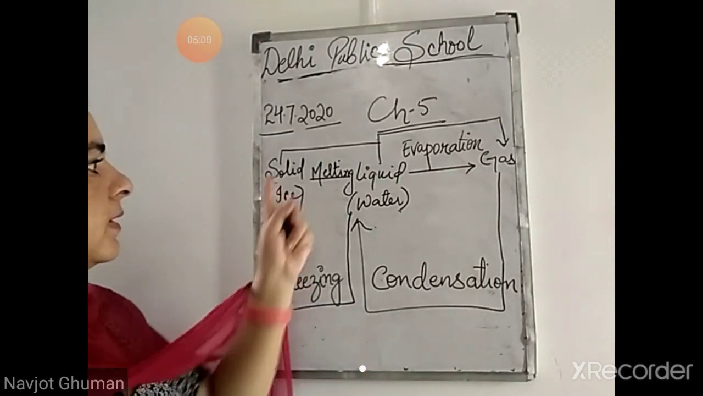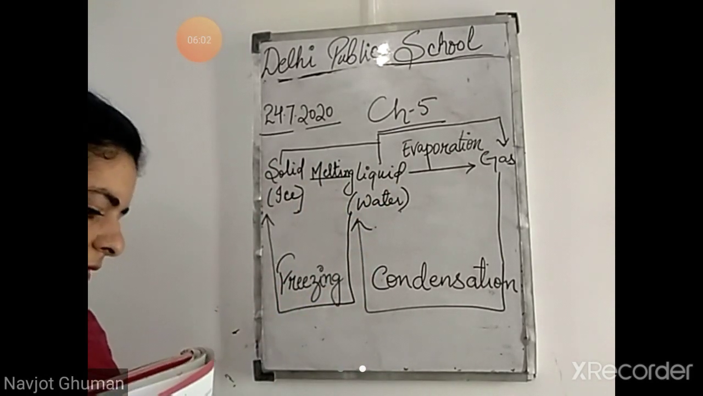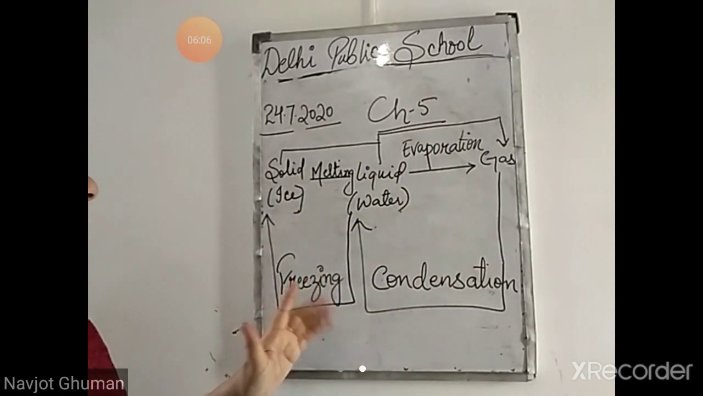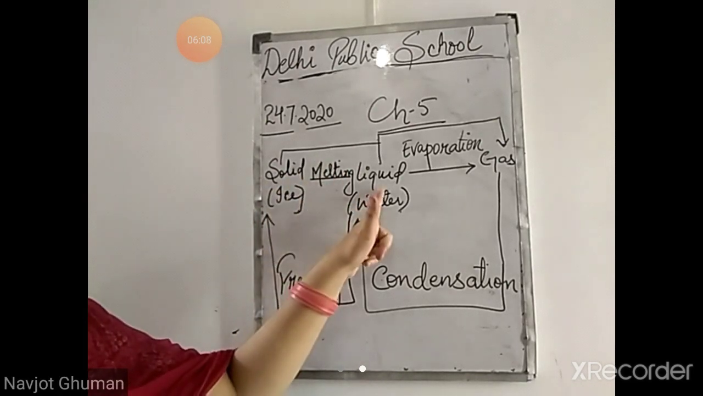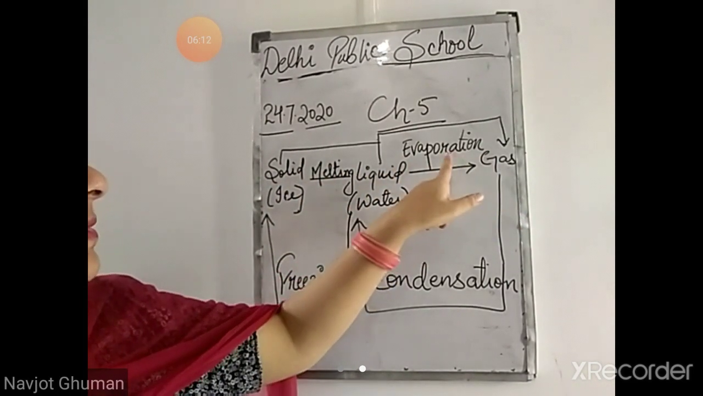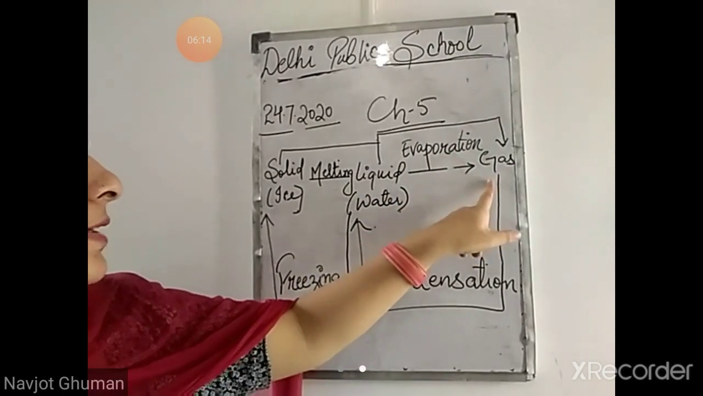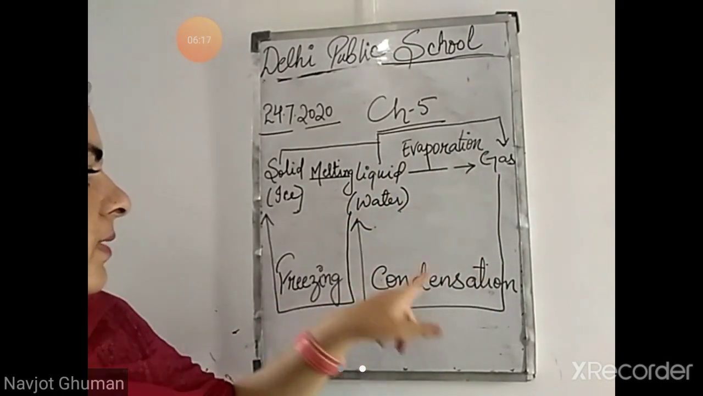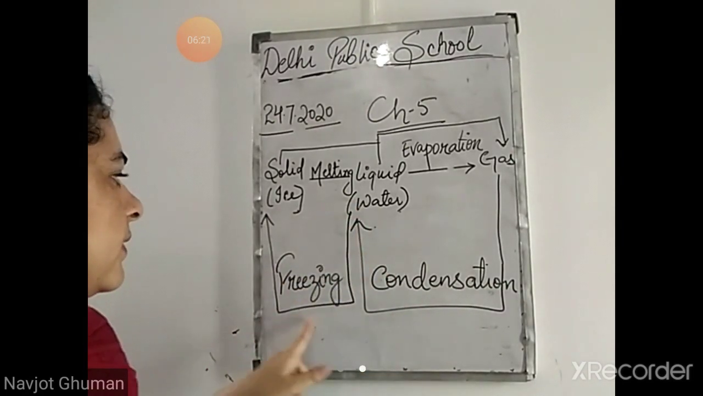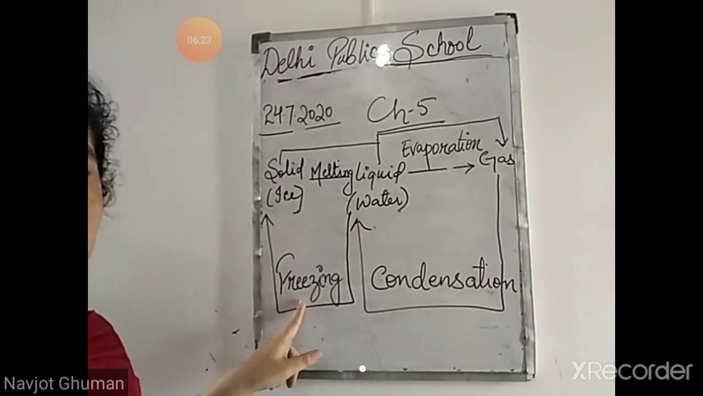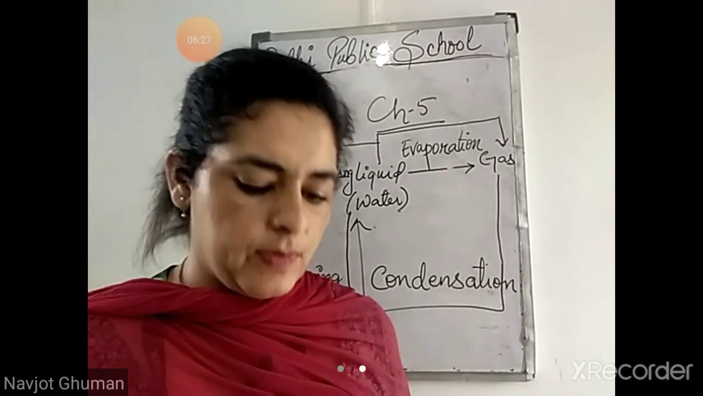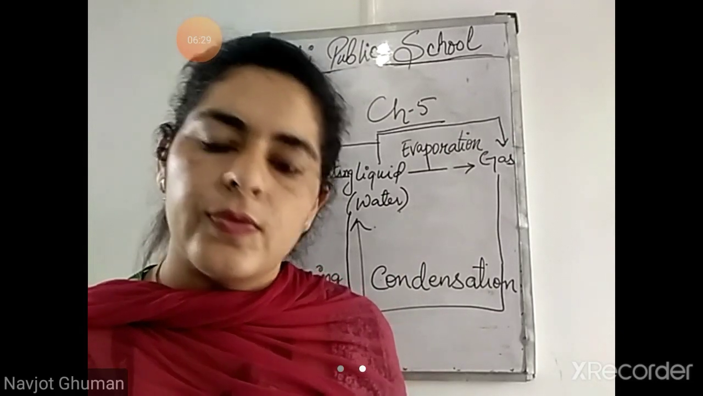So these were the processes by which the states of matter change their form. Solid converts into liquid by melting. Liquid converts into gas by evaporation. Gas converts into liquid by condensation, that is by cooling. Then the liquid converts into solid by freezing. So this was all about the flow chart that is given on page number 55.